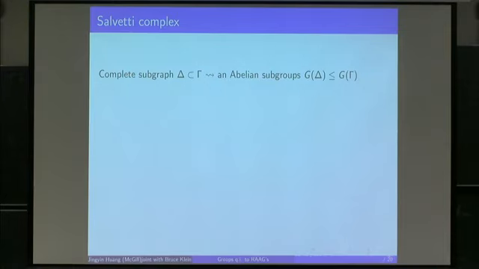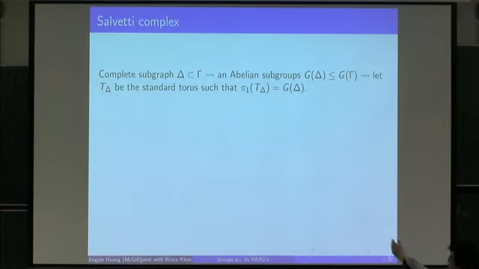So this will give you an abelian subgroup of your RAAG. Let's denote it as G of delta sitting inside G of gamma. We already know what the Eilenberg-MacLane space is for an abelian subgroup. Basically, we associate the standard torus whose fundamental group is G of delta. So here we actually define a functor: for each complete subgraph, we associate a standard torus.